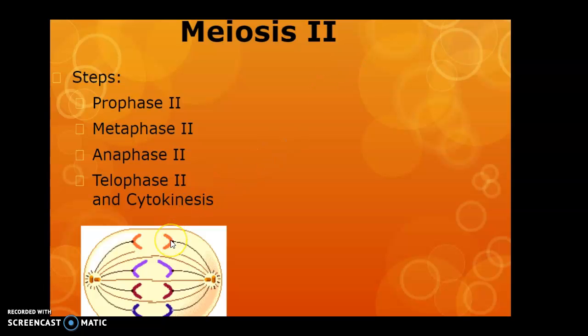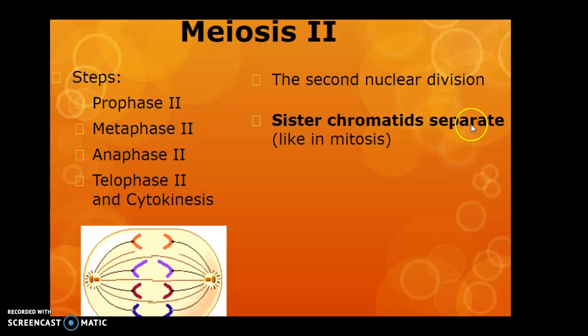Notice the chromosomes are splitting up to separate from one another. This is our second nuclear division. So in meiosis 1, we saw homologous chromosomes separate. Now sister chromatids separate like we saw in mitosis. That is the chromosome, the X, actually splitting apart.